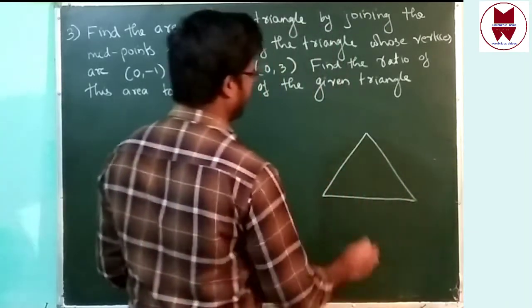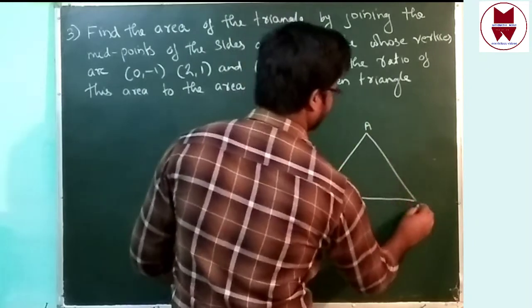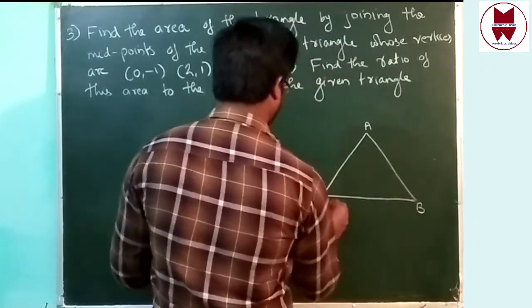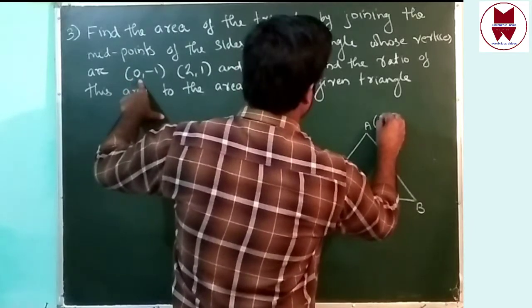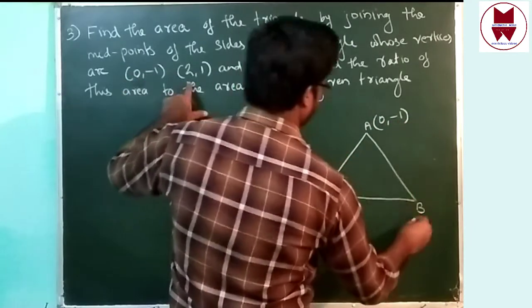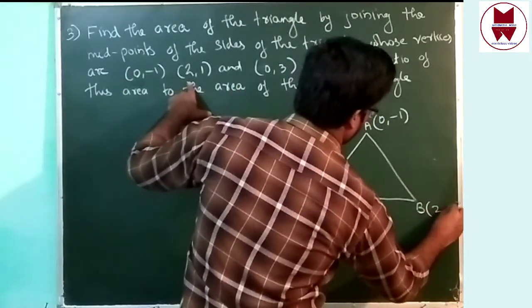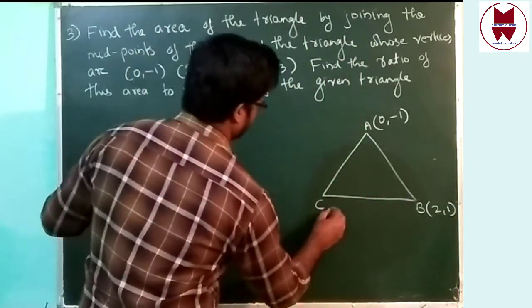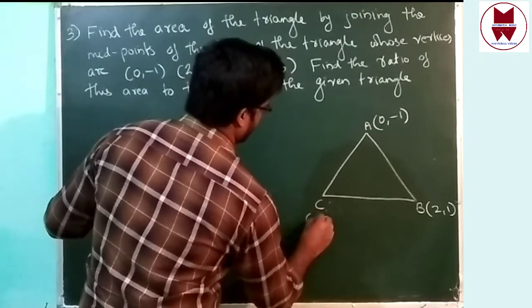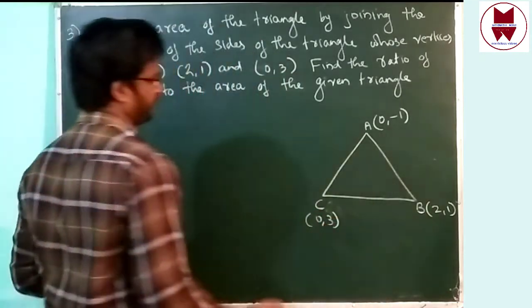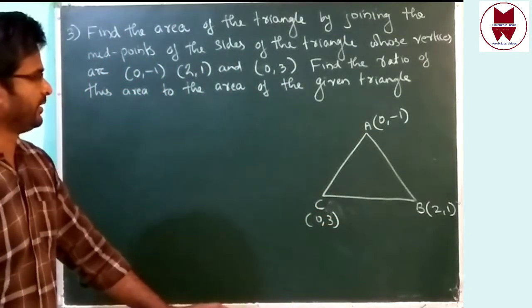This is one triangle. Give it the name ABC. The vertices are A (0, -1), B (2, 1), and C (0, 3). These are the vertices given here.